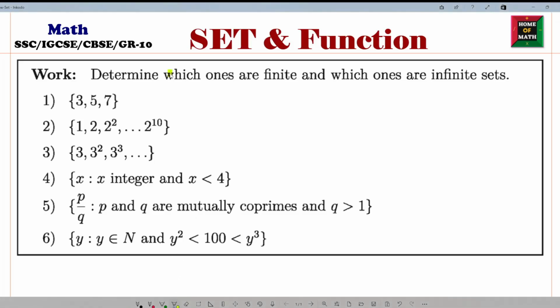Determine which ones are finite and which ones are infinite set.